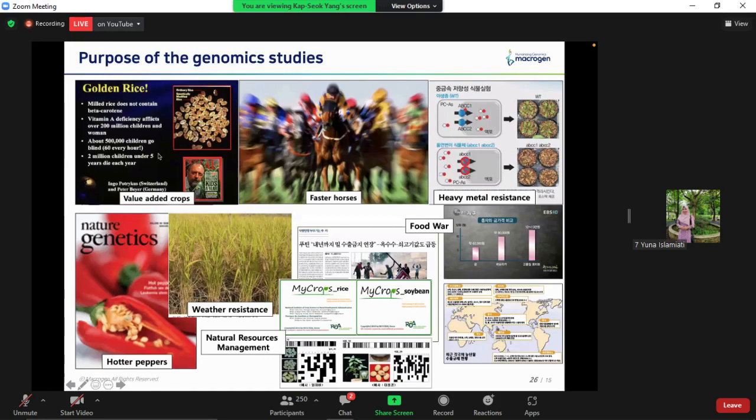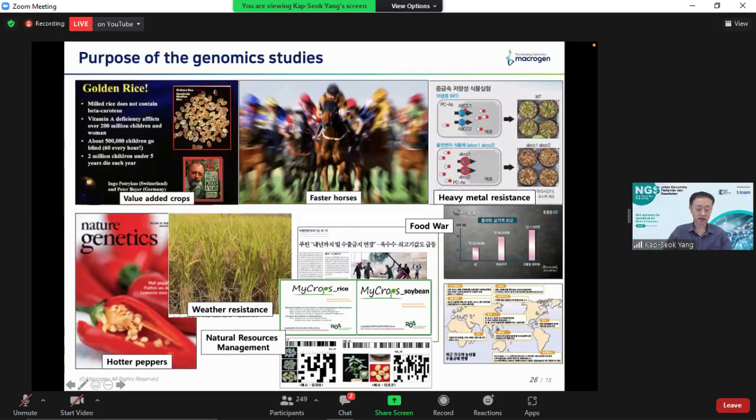Someone wanted to make value-added crops, or someone wanted to make faster horses, or have something with heavy metal resistance, or hotter pepper, or some crops that resist extreme weather. Recently, the world is actually in a food war again. So this newspaper is coming from Russia, who actually banned the export of their crops.